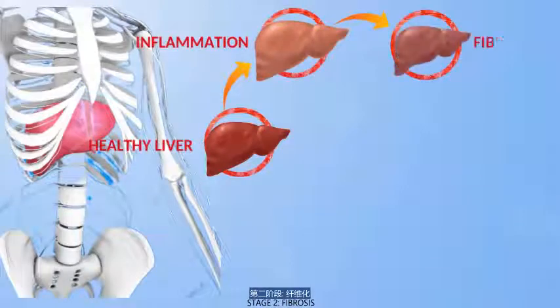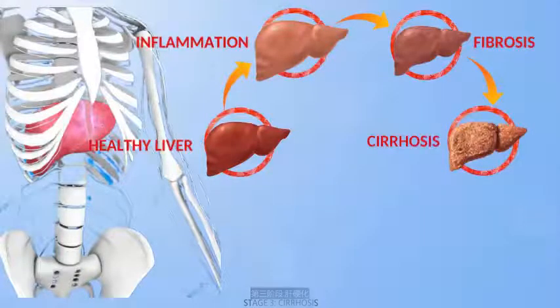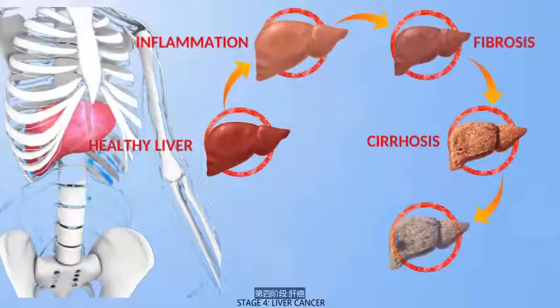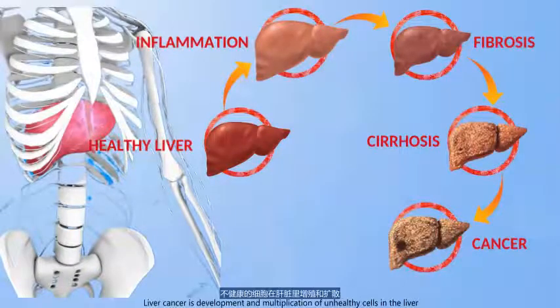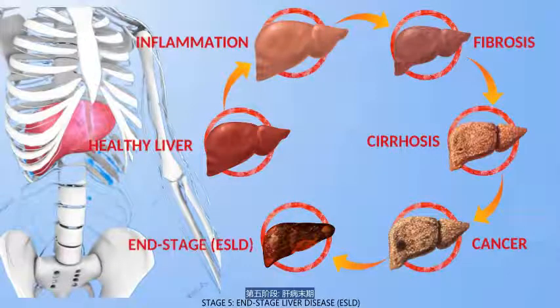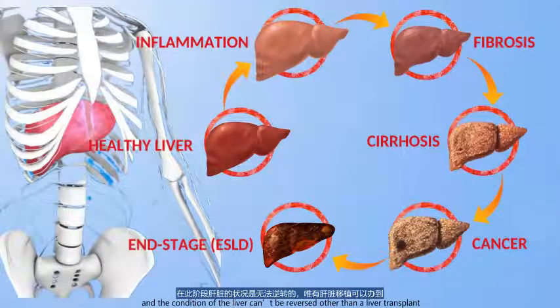Stage 2, fibrosis. An inflamed liver begins to scar. Stage 3, cirrhosis. There is irreversible scarring in the liver. Stage 4, liver cancer. Liver cancer is the development and multiplication of unhealthy cells in the liver. Stage 5, end-stage liver disease, ESLD. During this stage the liver function ceases almost entirely and the condition can't be reversed other than by a liver transplant.